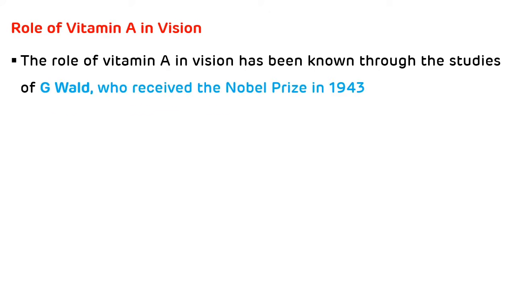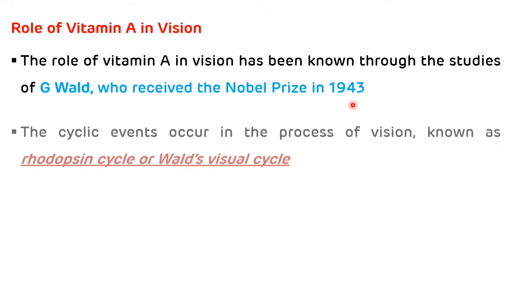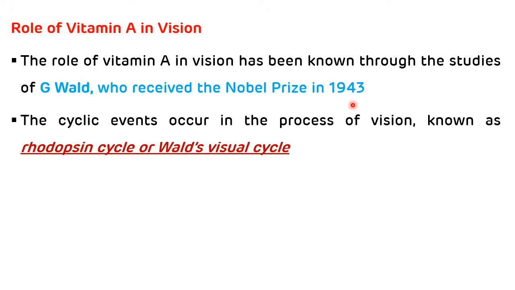First we will see the role of vitamin A in vision. The role of vitamin A in vision has been known through the studies of G. Wald, who received the Nobel Prize for his work in 1943. The cyclic events that occur in the process of vision are known as the rhodopsin cycle or Wald's visual cycle.